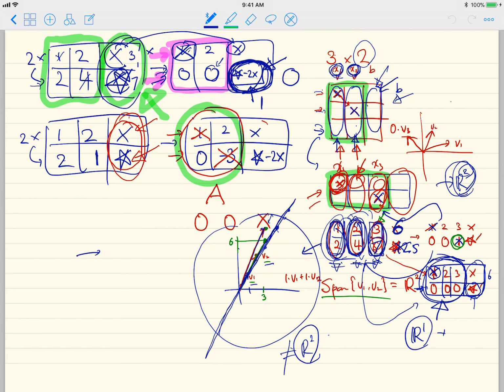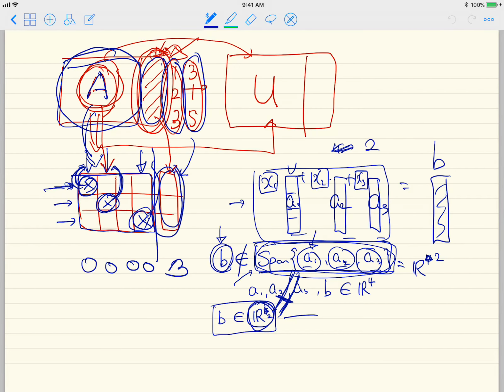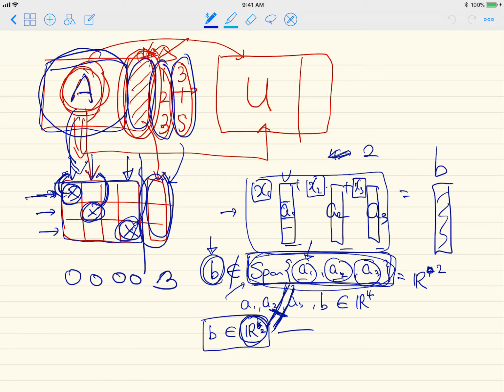And so let's see. In this case, what is our coefficient matrix and also the augmented matrix? So we have a matrix.